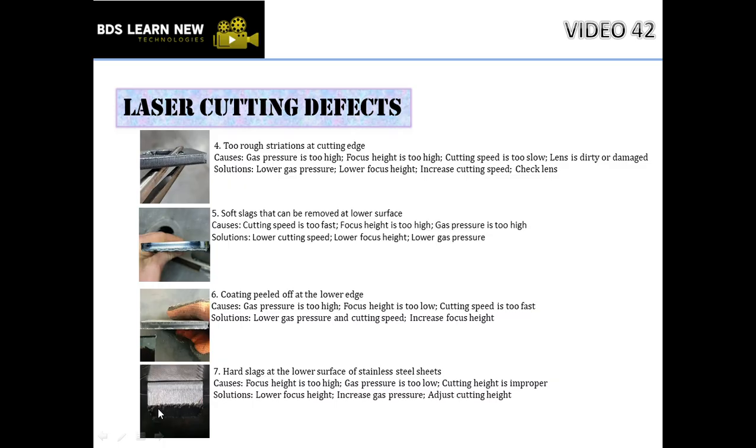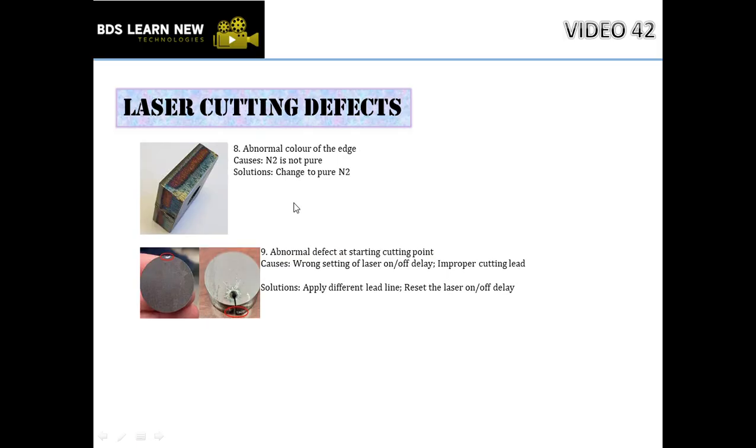Okay. Seventh, hard slags at lower surface of stainless steel sheets. What are the causes? Focus height is too high, gas pressure is too low, cutting height is improper. What is the solution? Lower focus height, increase gas pressure, adjust cutting height.